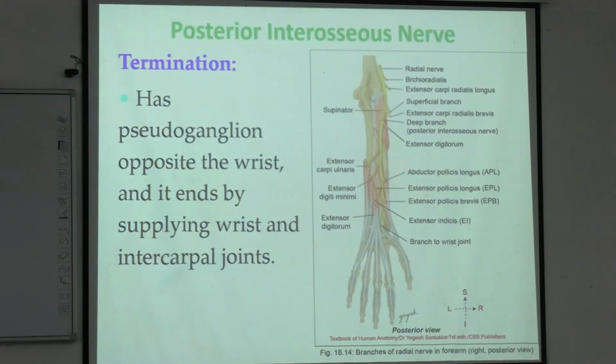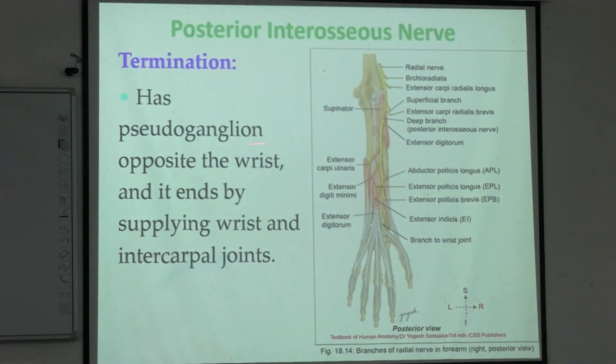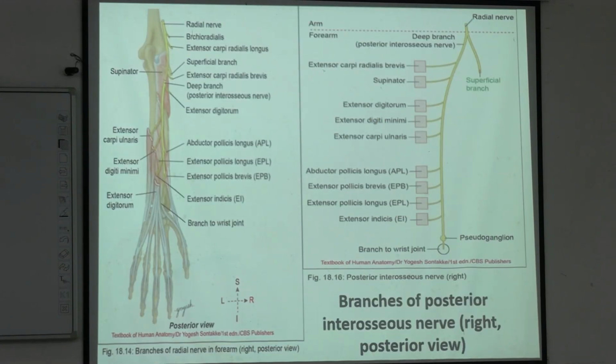How does it terminate? It has a pseudoganglion opposite the wrist. Here at this region there will be a pseudoganglion. This is posterior interosseous nerve. It is supplying all the extension muscles of the back of the forearm, and at the back of the wrist it will have a pseudoganglion opposite the wrist and ends by supplying the wrist and the intercarpal joints. Okay, this is how it terminates.